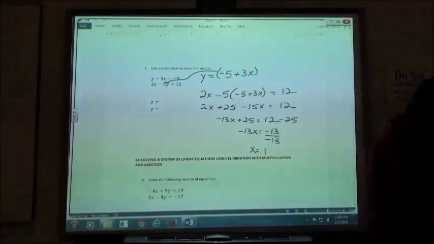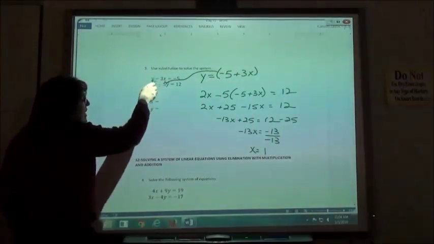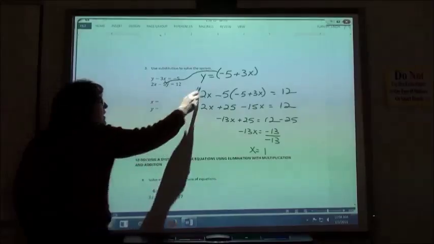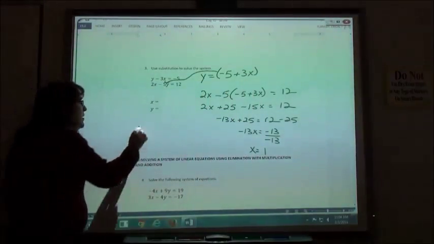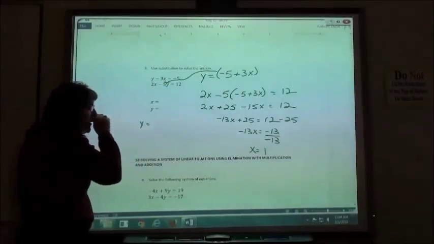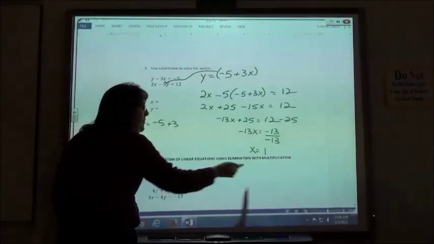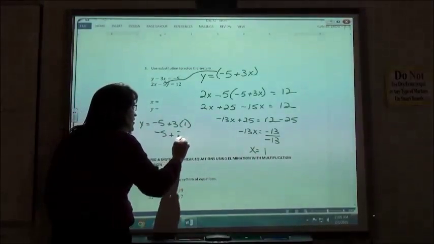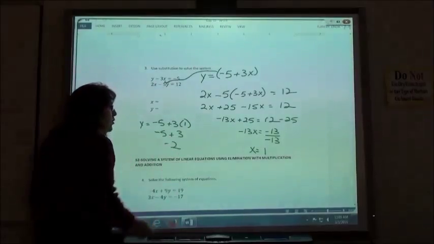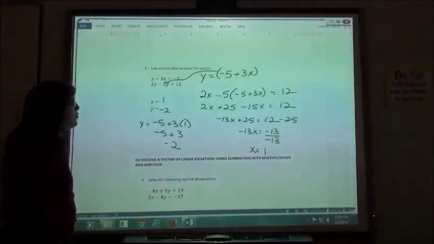Again, I have to finish solving that, so I'm going to use my equation that I already solved for y. You could have used either one of your original equations, but once I already have it solved for y, it makes it a whole lot easier. So y is equal to -5 plus 3 times my x value, which we got a 1 for. -5 plus 3 gives me -2. So I got x equals 1, y equals -2.